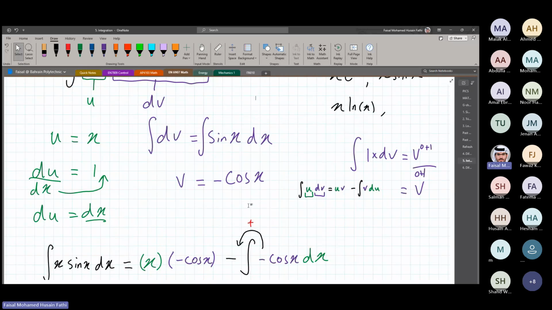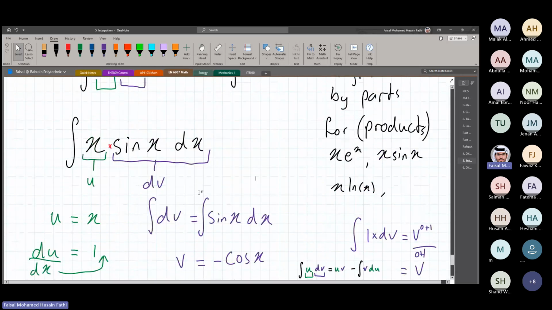Any questions about integration by parts? Anything at all? This is very important to understand. We will do a few more examples of this so you'll grasp the concept even better.